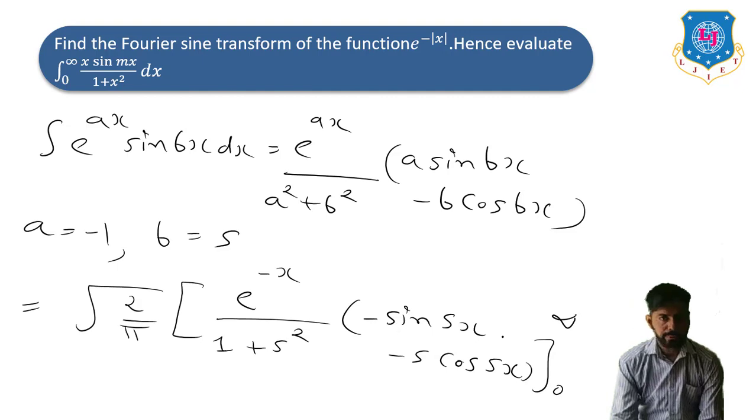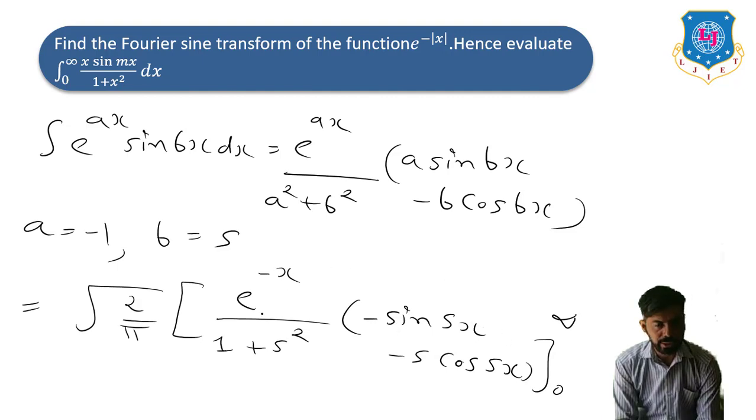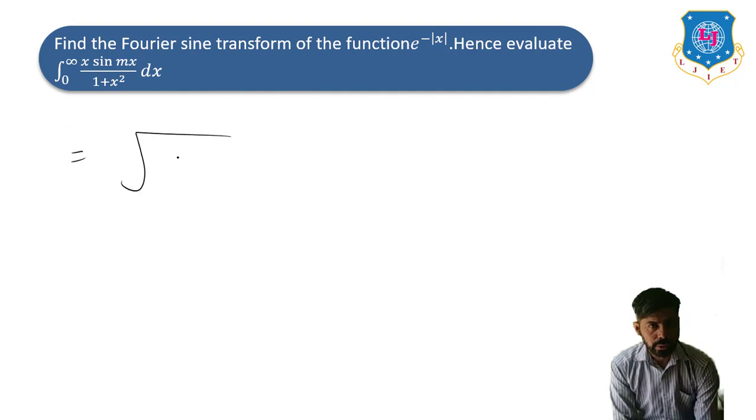Now here first of all we will apply the upper limit, so we will replace x by infinity, so this will become e raised to minus infinity and the value of e raised to minus infinity is 0, so the answer of the upper limit will be 0. Now we will apply the lower limit, so for that purpose we will replace x by 0, so e raised to 0 will become 1 and the value of sine 0 is 0 and the value of cos 0 is 1, and here minus minus will become plus, so this will become square root 2 by pi s divided by 1 plus s square.